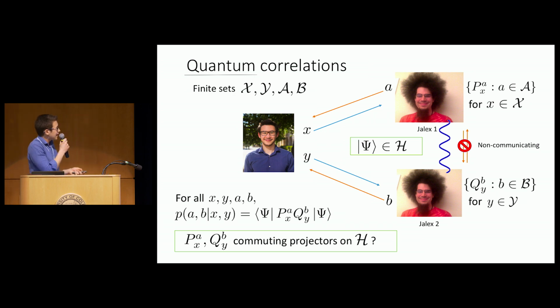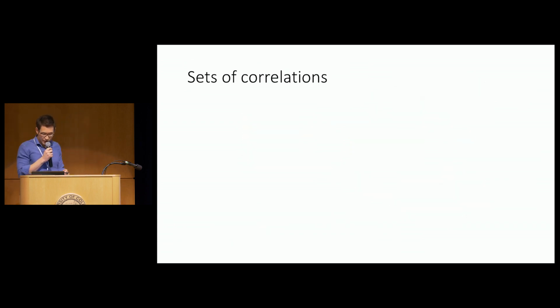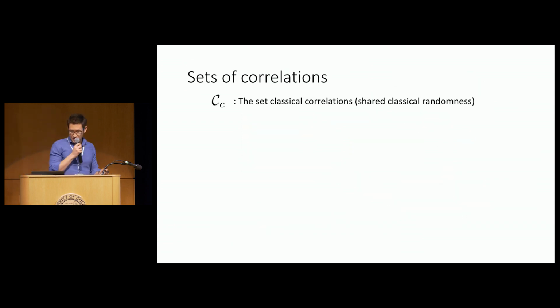So in the next slide, let me define for you some correlation sets that arise from the discussion that we've just had. So of course, there is CC, which is the set of classical correlations. This is the set of correlations that can be attained by provers which do not share any entanglement. All that they share is some classical randomness that they might have obtained before the experiment began.